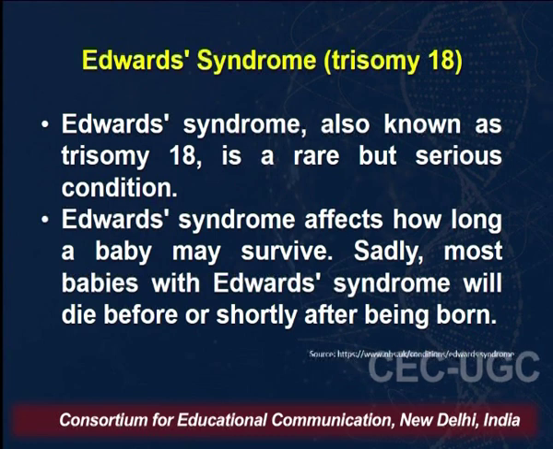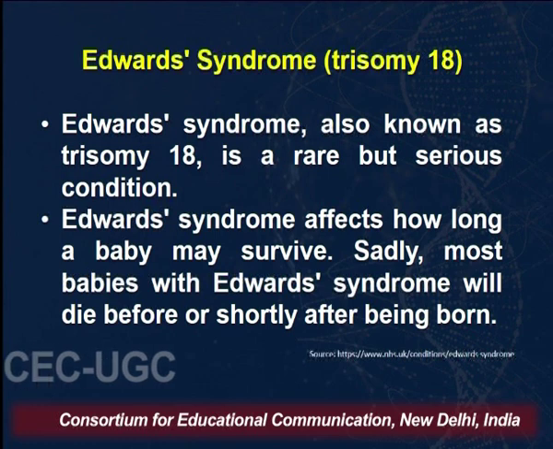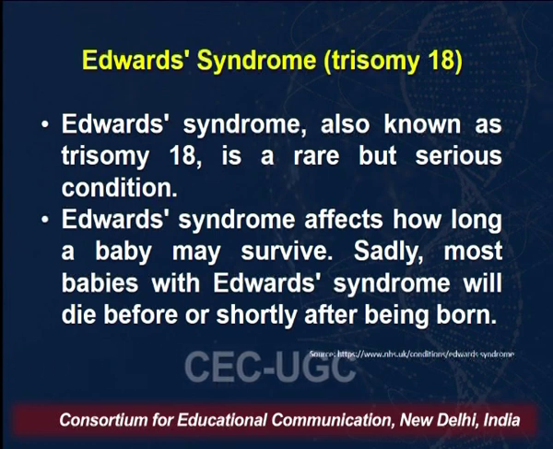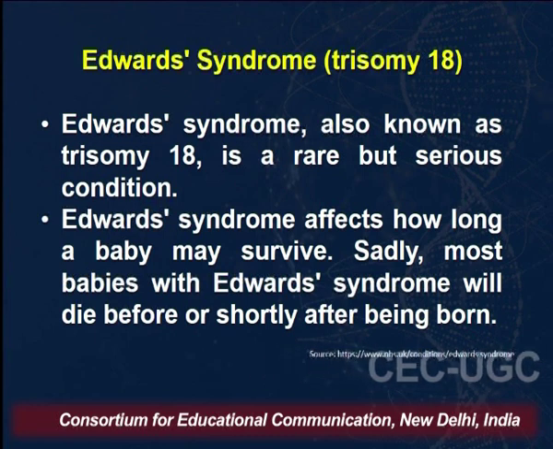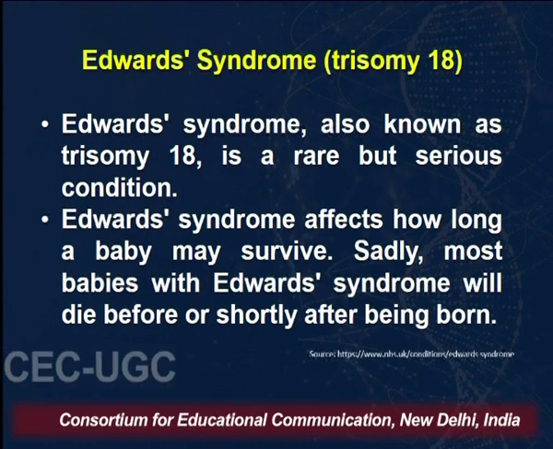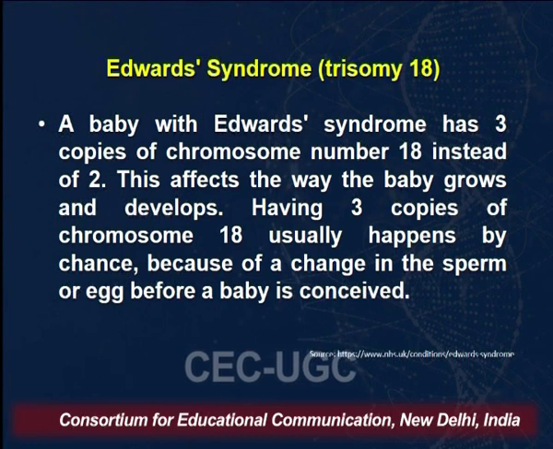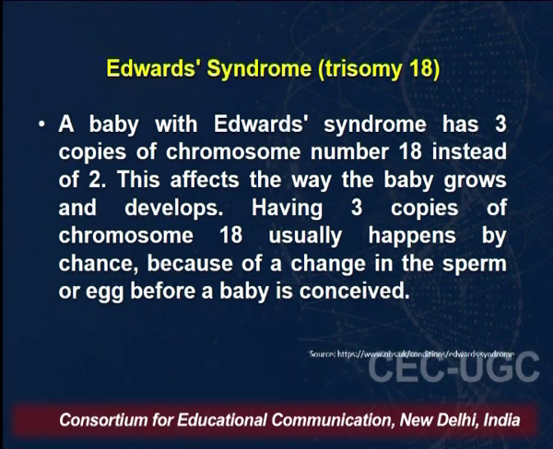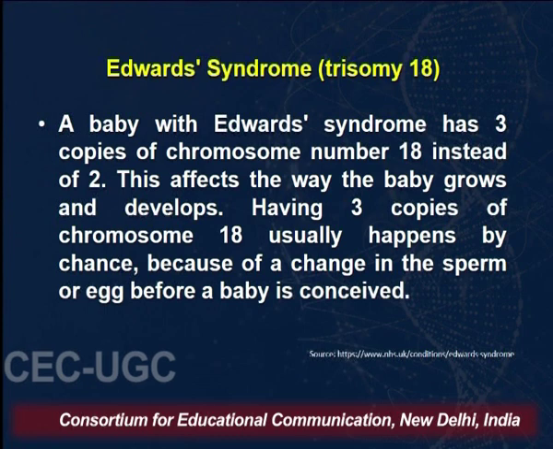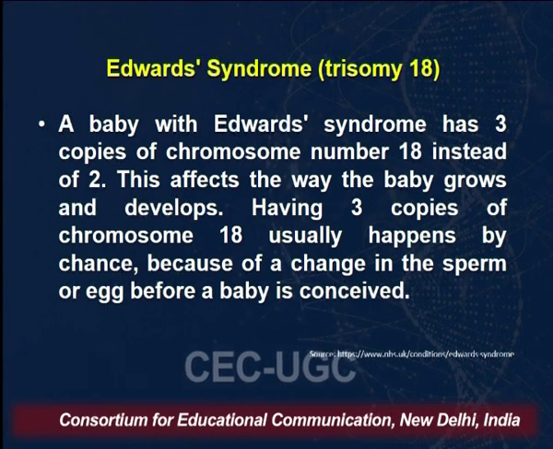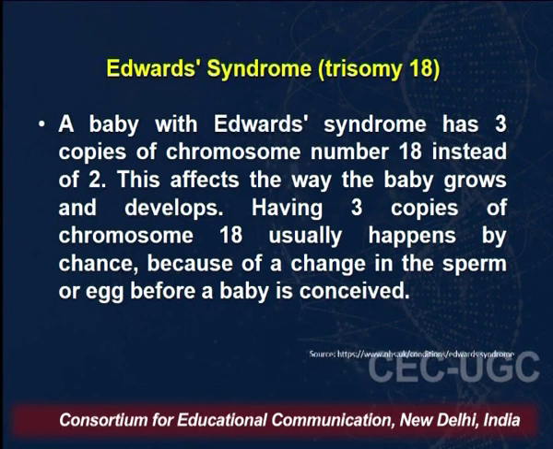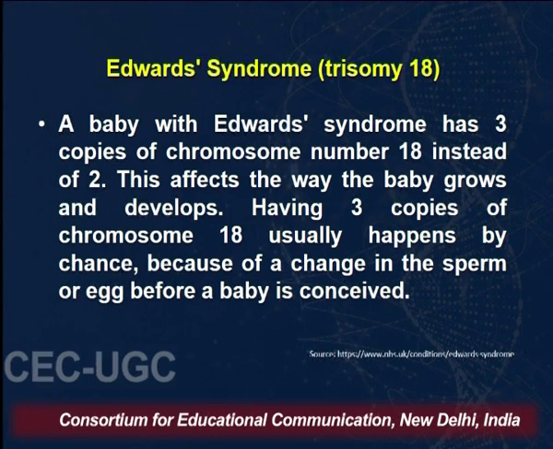The next one is Edwards syndrome. Edwards syndrome is basically trisomy 18, which is a rare but serious condition. Most of the babies with Edwards syndrome generally die before or shortly after being born. Babies have three copies of chromosome 18 instead of two. So again there is a numerical change in the copy number of chromosomes, which is mainly due to non-disjunction of the chromosomes.